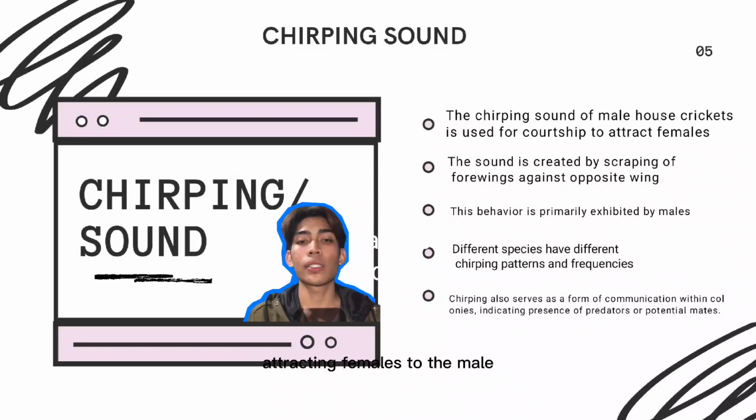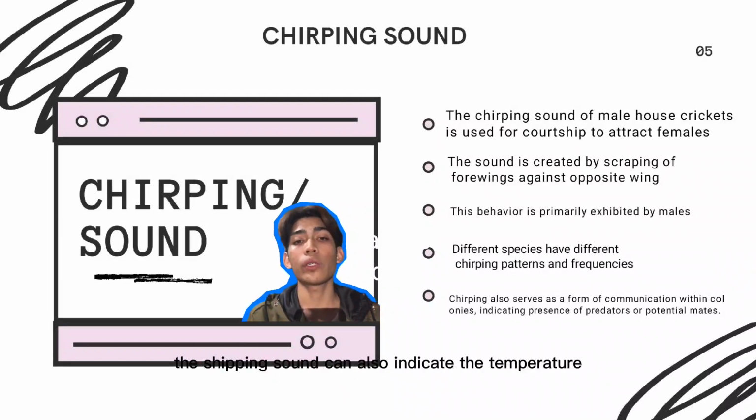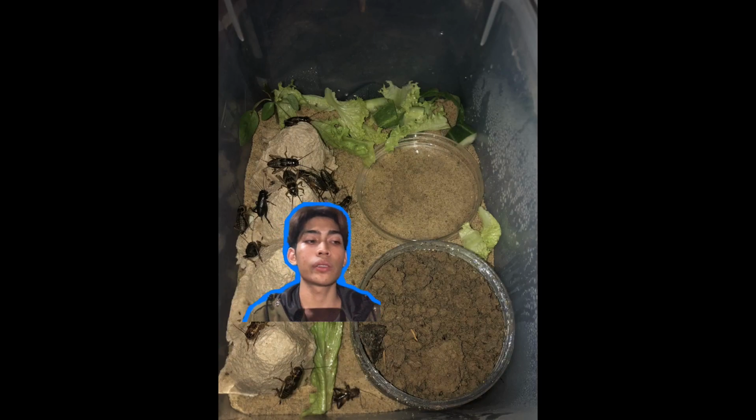The sound serves as a mating call, attracting females to the male. The frequency of the chirping sound is species-specific and unique for each cricket species. Additionally, research suggests that the chirping sound can also indicate the temperature. The rate at which the cricket chirps is related to the temperature. So, by counting the number of chirps in a 15-second period and adding 40, the temperature in Fahrenheit can be approximated.